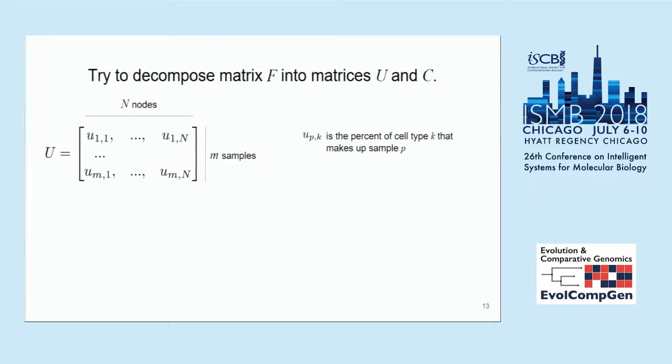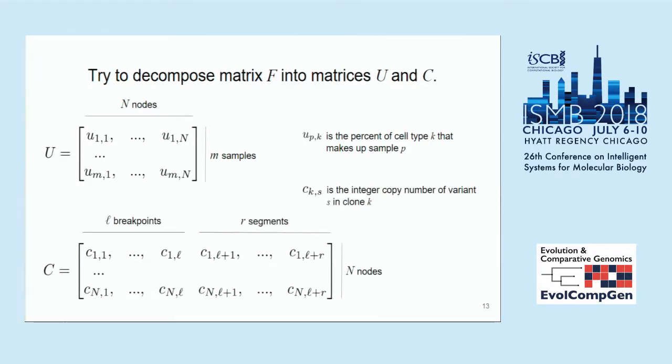So with this input, what we try to do is decompose the original matrix F into two matrices, U representing the composition of clones for each of the spatial samples, and another matrix C representing the copy number of variants belonging to each of those clones. For matrix U, each row represents a single sample, and the values are the percent of each clone that makes up that sample. Rows in matrix C hold the copy number profile for each of the variants, for each of the n clones. And when you multiply U and C together, you get the same dimensions as our input F.